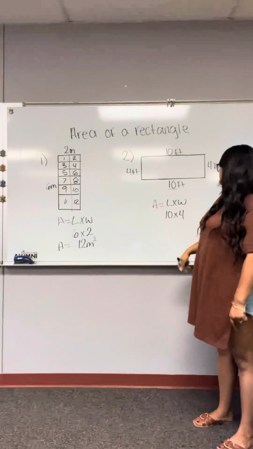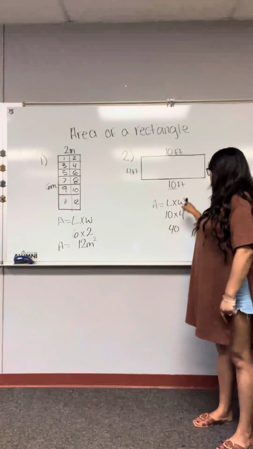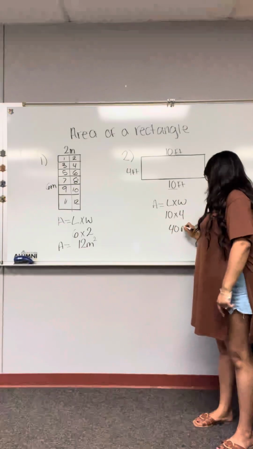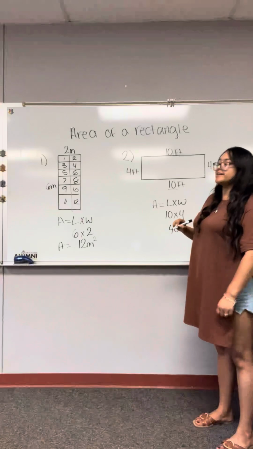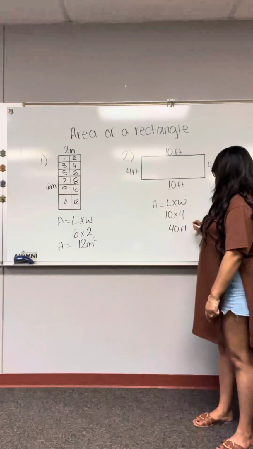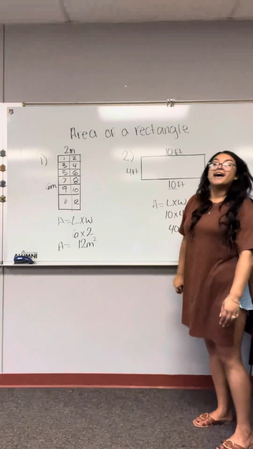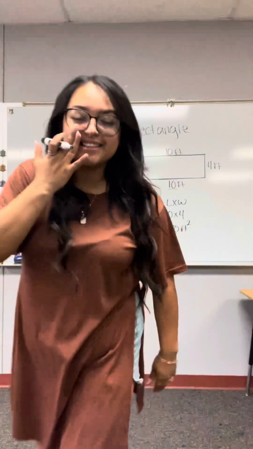10 times 4 is 40. Don't forget to label it. You're doing it in feet. And remember, area is in square units, so it is 40 feet squared. And that, my friends, is how you find the area of a rectangle.